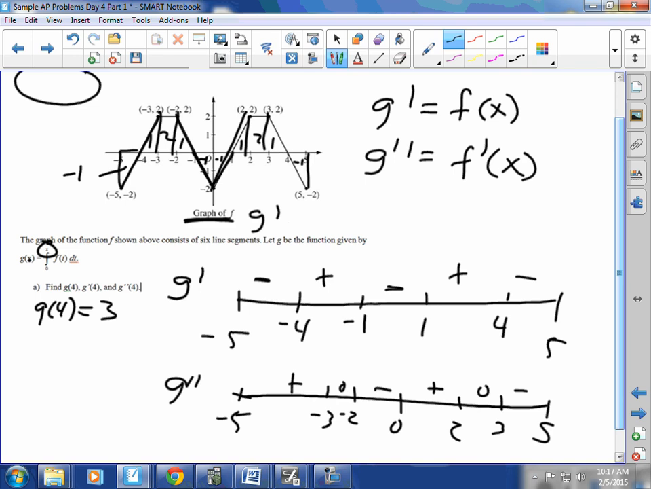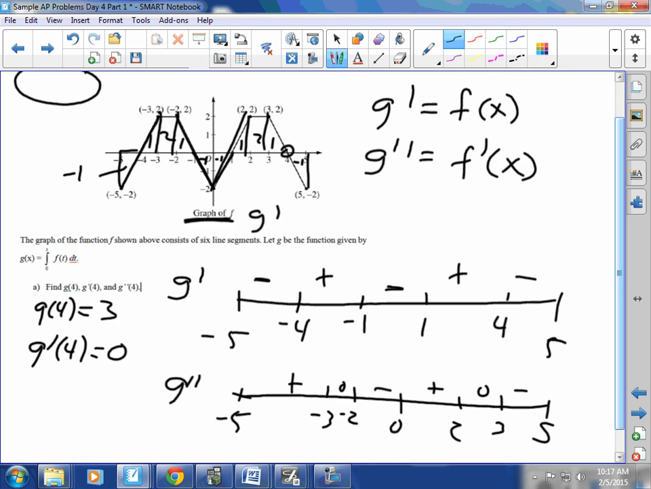All right, here's an even easier question. Find g prime of 4. 0. This is a picture of g prime. Right there is g prime of 4. That turns out to be 0.